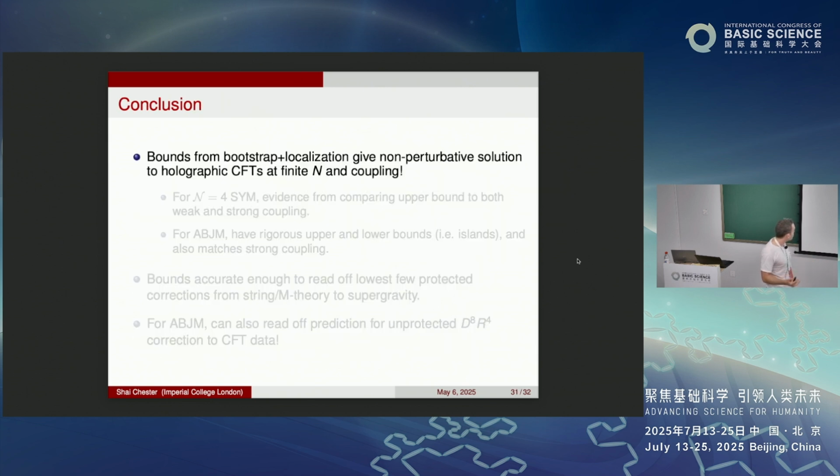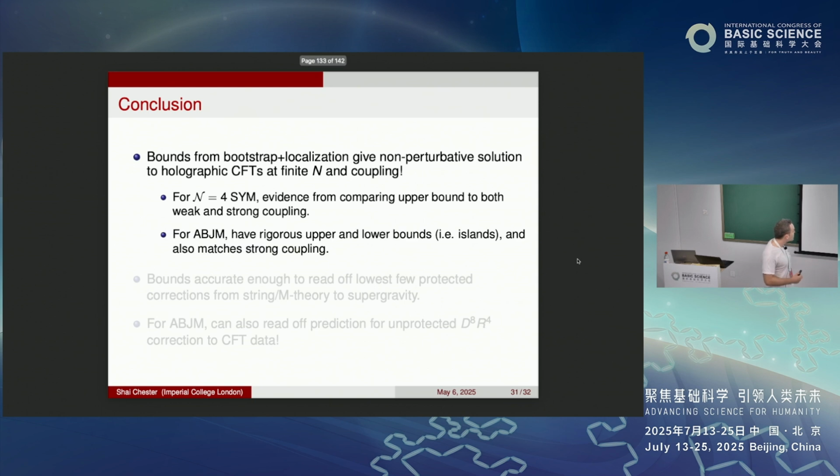Okay, so in conclusion, we have combined bootstrap and localization to give a non-perturbative solution to holographic CFTs at finite N and coupling. It's kind of fulfilling the dream of AdS/CFT. And so in particular, for N=4 super-Yang-Mills, we have evidence that our upper bound is corresponding to a physical theory by comparison to both weak and strong coupling. So for N=4, it's still a bit conjectural because we don't have a rigorous lower bound, just an upper bound.